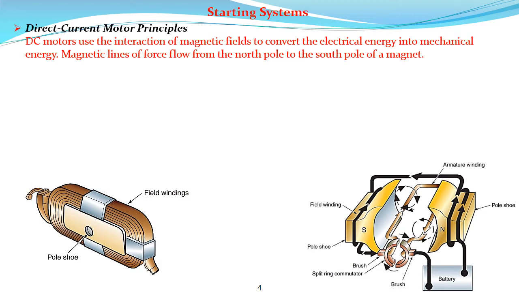The direct current motor principles. The principle of operation of a direct current motor: DC motors use the interaction of magnetic fields to convert electrical energy into mechanical energy. They work on the principle of interaction of magnetic flux lines, converting electrical energy into mechanical energy.